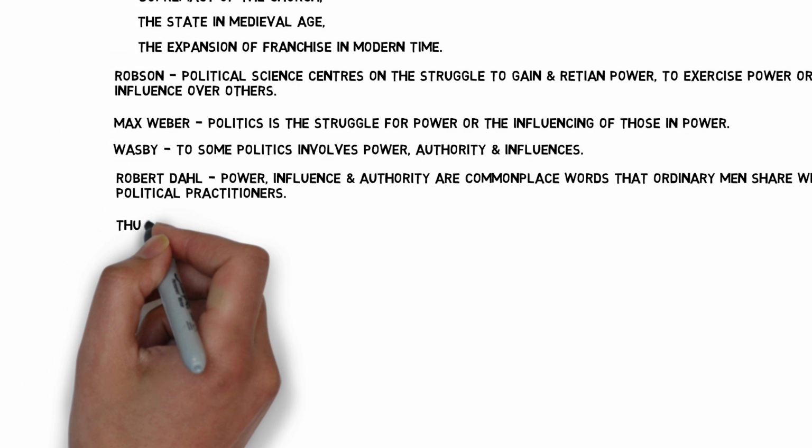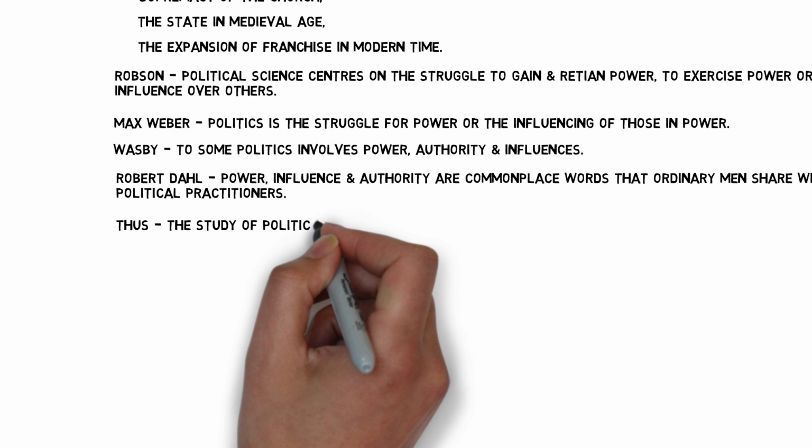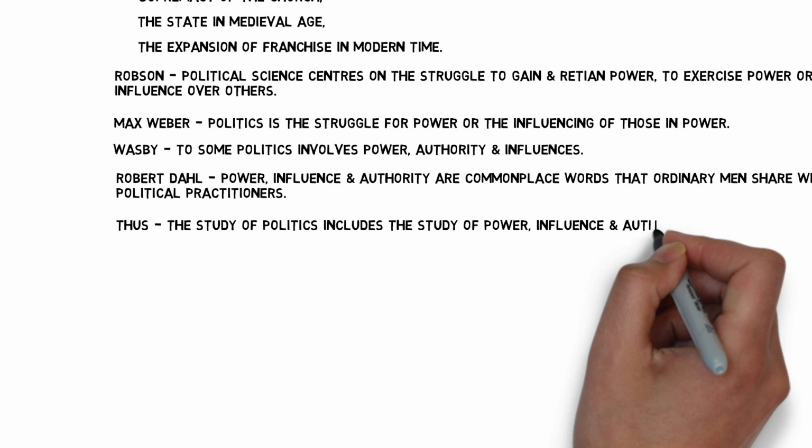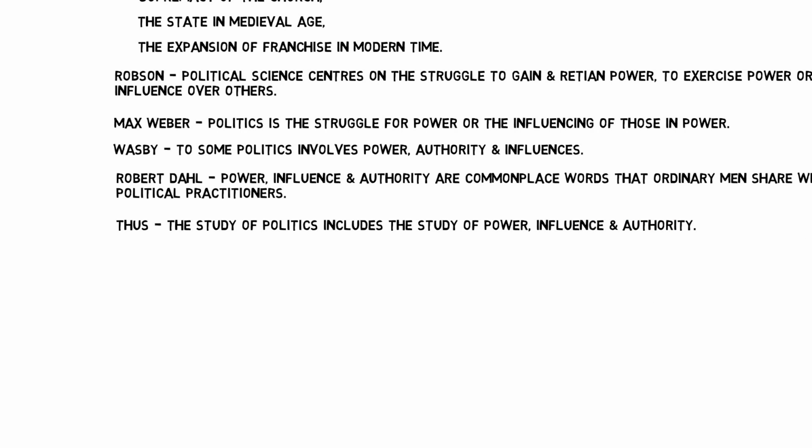So therefore the study of politics includes the study of power, influence, and authority, authoritative allocation of values, conflict, controversies, and cooperation, group involvement, process of decision making, political institutions, internationalism, etc. So this is all about the meaning of political science or politics from a traditional perspective as well as from a modern view.